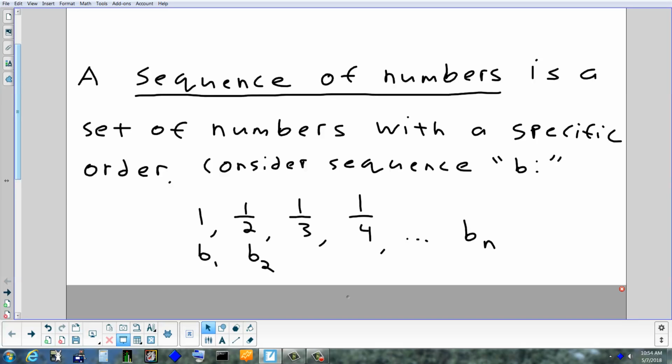The way we reference which term we're talking about is we use b with a subscript. So b sub 1 means the first term in sequence b. b sub 2 means the second term in sequence b. And then b sub n would represent the nth term. So a lot of times what we're going to want to do is figure out a formula to find the nth term.